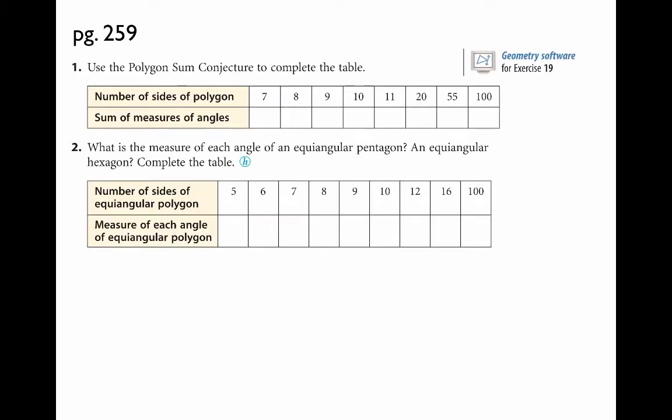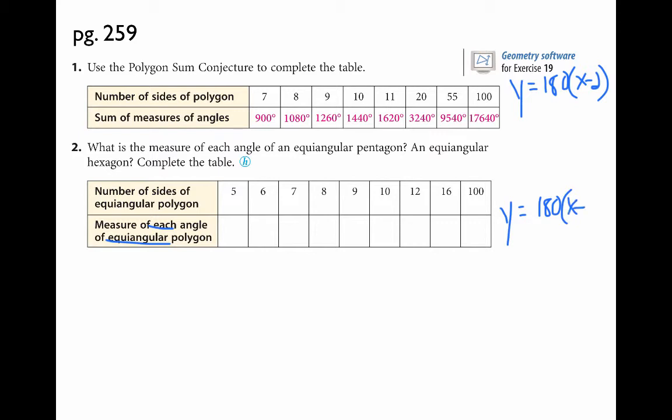Okay, so for number 1, here are your solutions: 900, 1080, etc. The quickest way to get that would be to go to your calculator and in Y equals, in the equation screen, simply type y equals 180 parenthesis x minus 2, and you can look in the table and see those values. For number 2, since they're asking for the measure of each of the angles, and it's equiangular, we're going to use the formula y equals 180 times x minus 2.